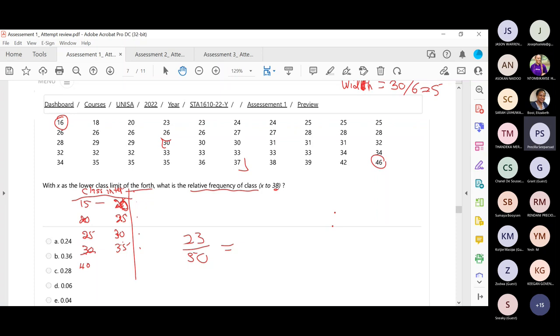Sorry, Liz, you said 23 divided by 50. Yes. 0.46. You see, it's not going to be any of those. Unless we can use this to our advantage.